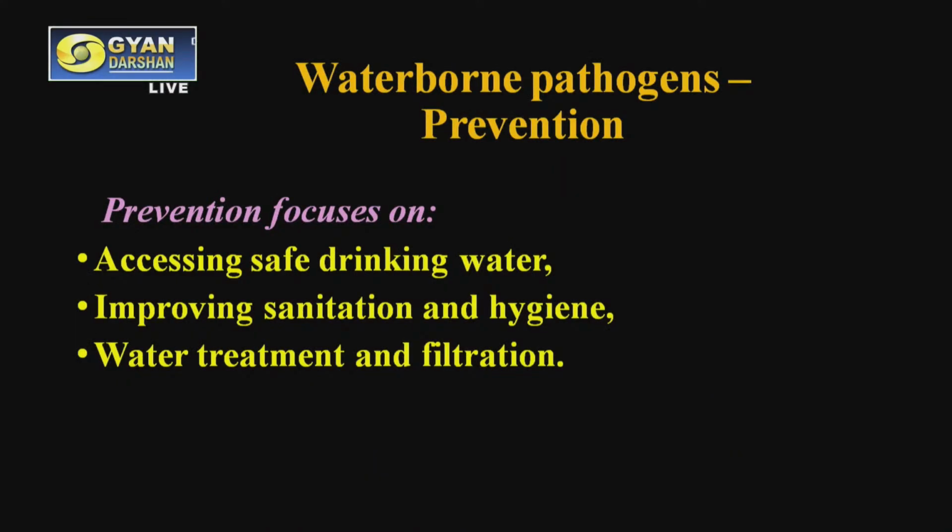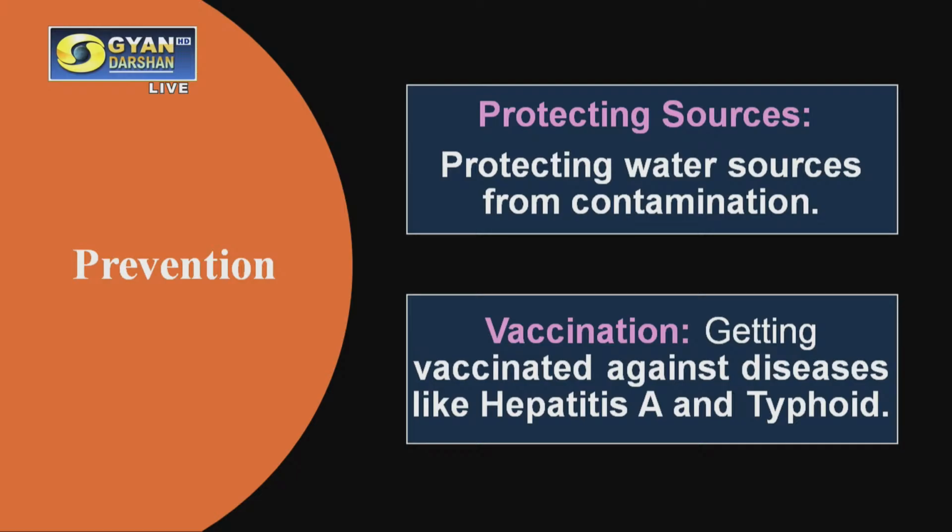So how can we prevent these waterborne pathogens? Accessing safe drinking water, improving sanitation facilities and hygiene, and water treatment and filtration. We can also protect the sources from contamination. That is important. That is the ground rule. We can get vaccinated against certain diseases such as hepatitis A and typhoid, and that can also help us to a great extent.